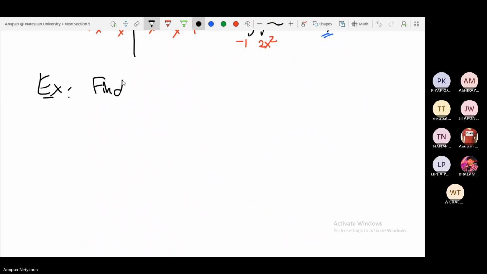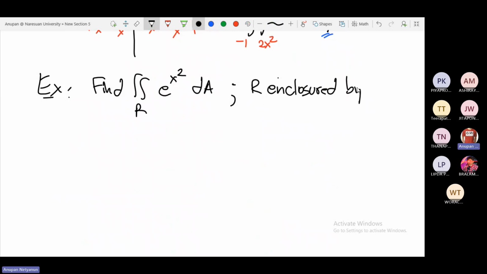Find the double integral over region R of e to the power of x squared dA, where R is enclosed by y equal to x, x equal to 1, and the x-axis.